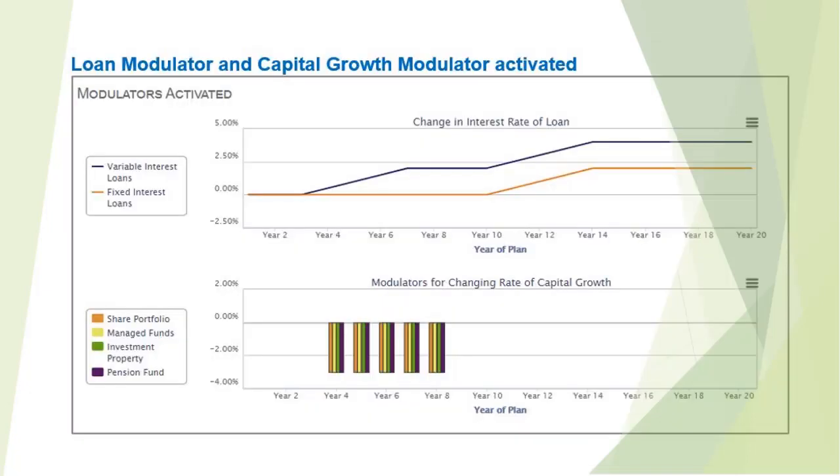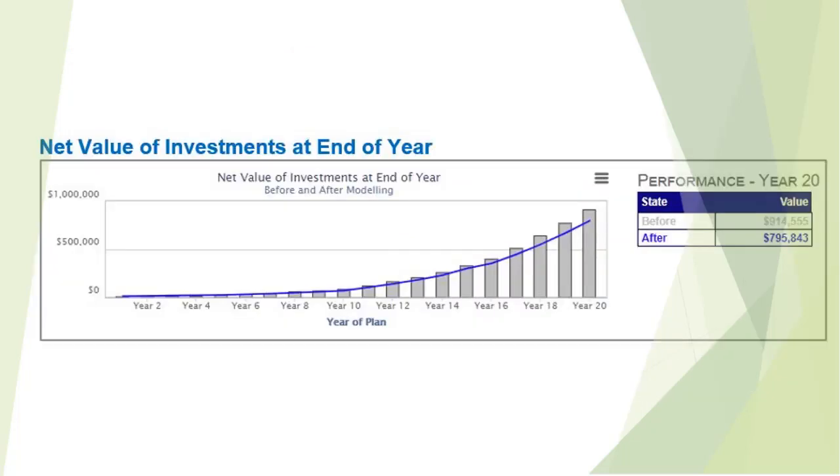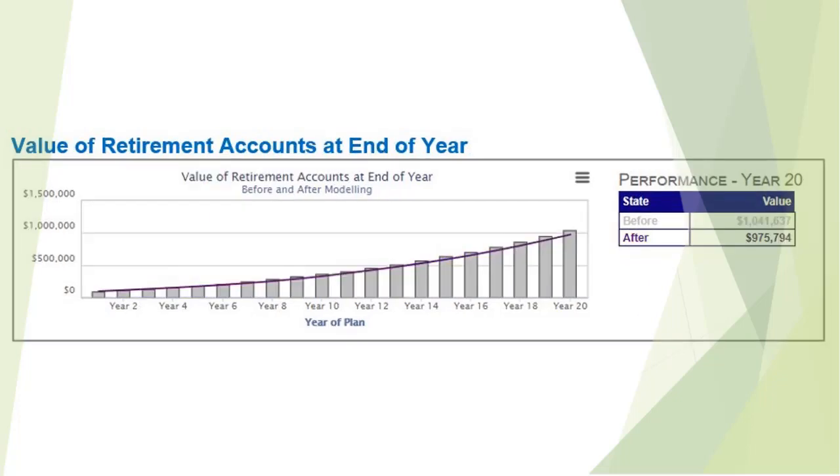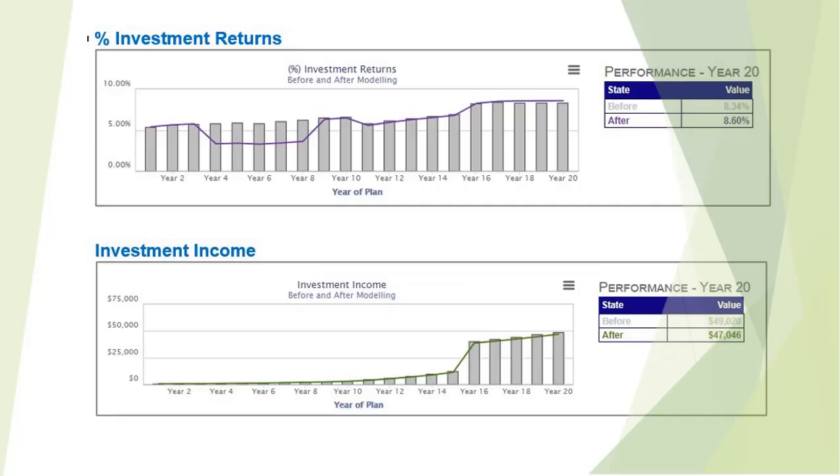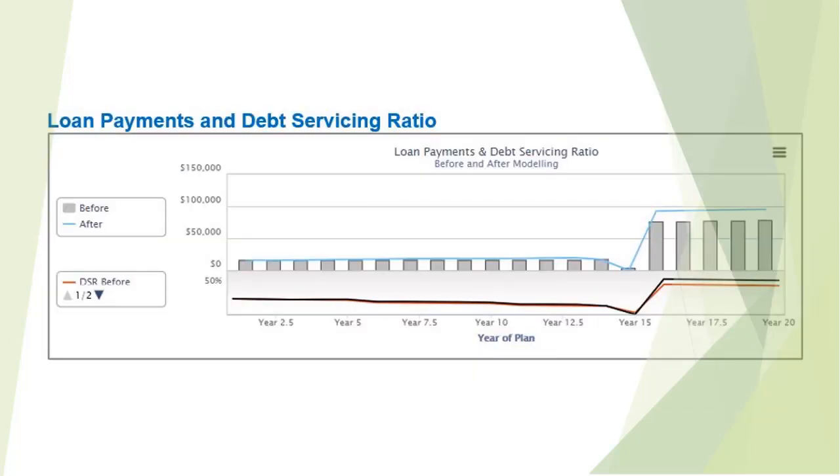Here is a sample of the graphs displayed with the default options for capital growth and the loan modulator selected. First, the report will show which loan modulator and capital growth modulator has been activated. Let's review each of the 8 graphs. Note that the graph shows a before and after. In addition, the performance at the end of the year is also displayed. The graphs are net value of investments at end of year, value of retirement accounts at end of year, percentage of investment returns, loan payments and debt servicing ratio.